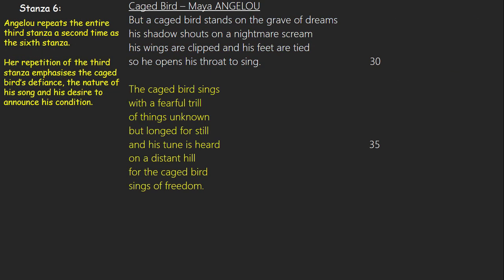Angelou repeats the third stanza a second time as the sixth stanza. That is the cage bird song. A repetition of the third stanza emphasizes the cage bird's defiance, the nature of his song, and his desire to announce his condition. So we see here that the cage bird constantly sings and is refusing to be quietened or muted because he wants the world to know his situation.